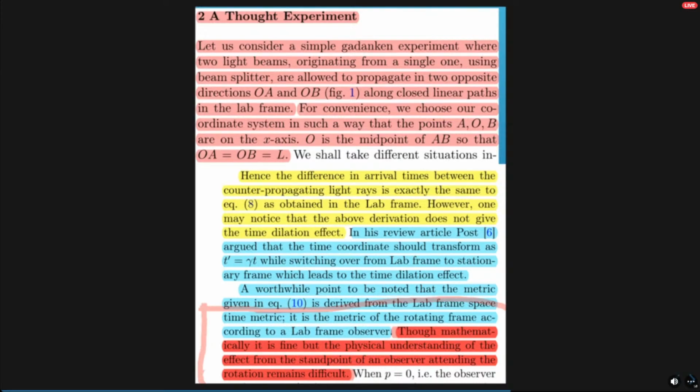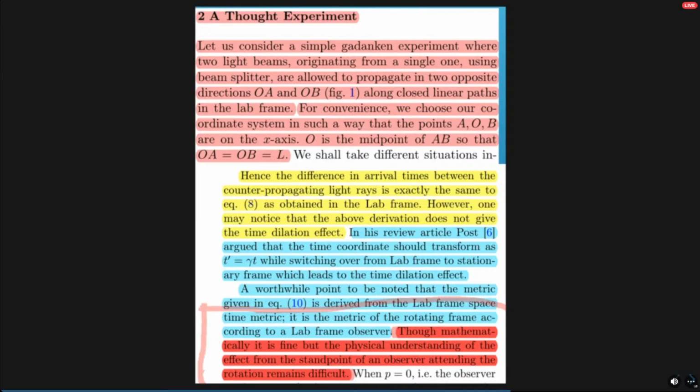So, hence the difference in the arrival times between the counter-propagating light rays is exactly the same as in equation 8, which is obtained in the lab frame. Oh, no way. So it turns out the lab frame makes the prediction of the displacement for how much fringe there's going to be, and then you do the experiment. The rotating platform makes the exact same prediction, based off the exact same times and distances that you inputted in your equation to get the fringe shift displacement based on the velocity of the rotation, and you get a fringe shift pattern accordingly.